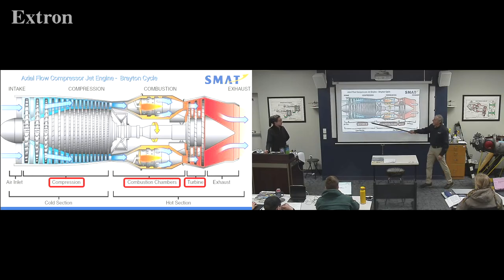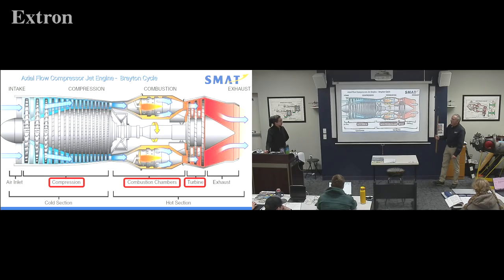Because that way the bleed valves are closing. Now we're getting maximum air flowing through here to support combustion, and we get a maximum amount of thrust out of the back of that thing.